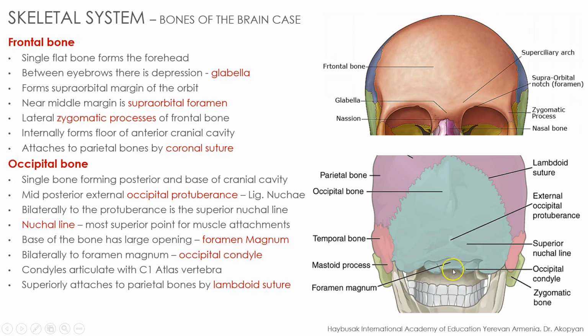Midline to these condyles is the foramen magnum, not shown in this image. And lateral and anterior to that are two foramina, which we will see in the 3D model.